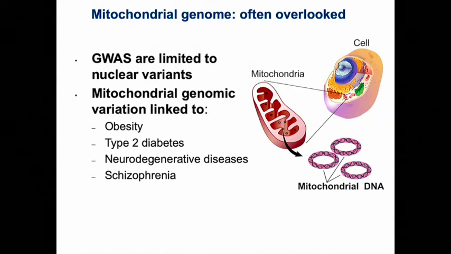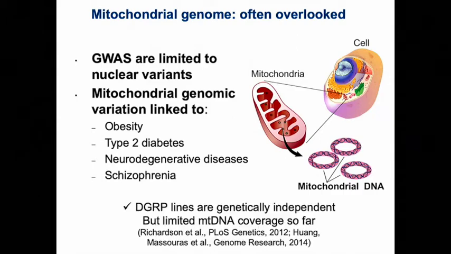And how does this relate, for example, to phenotypic variation in the DGRP population itself? Interestingly enough, there are other model organism resources out there, but the DGRP lines are somewhat unique in that they're genetically independent, and so each line basically has its own mitochondrial DNA haplotype, so to speak.